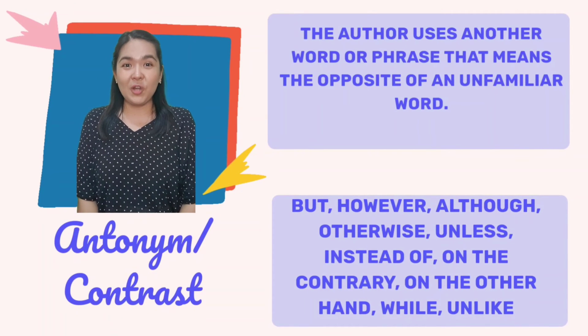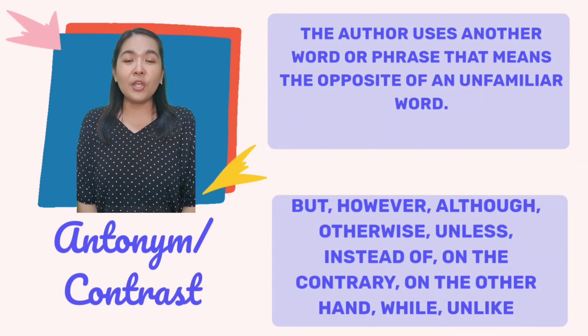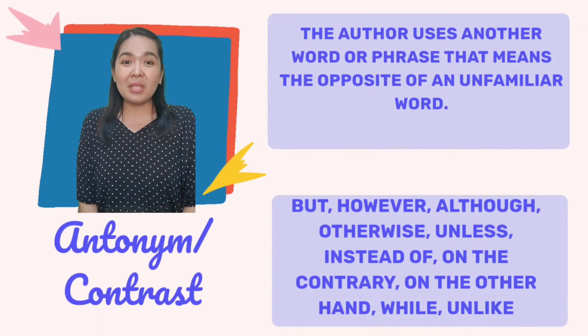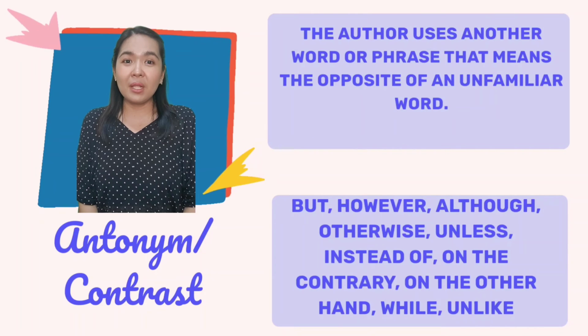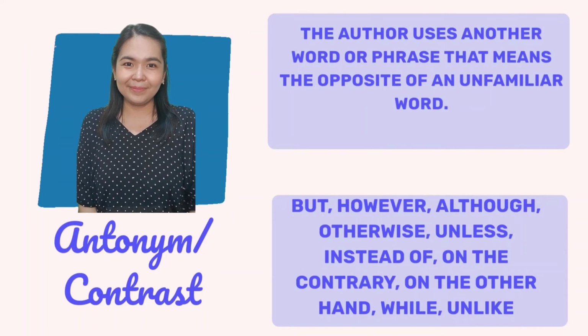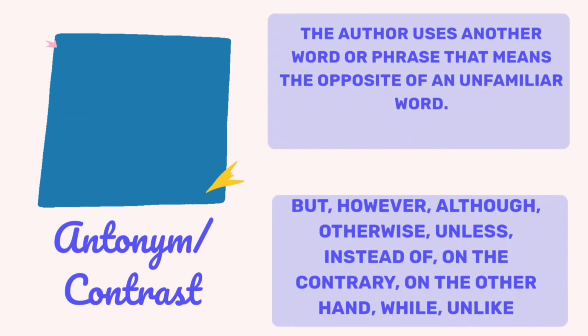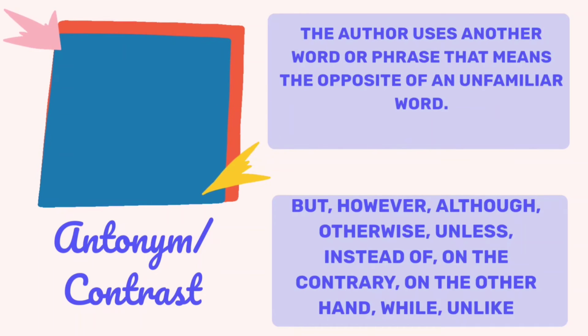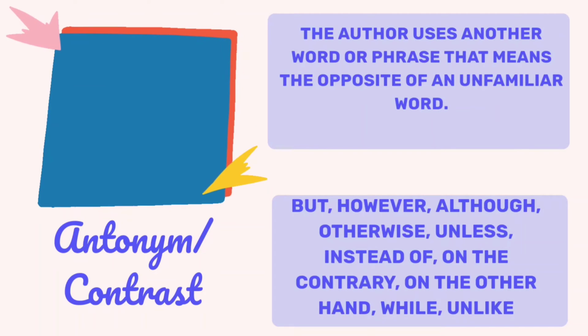Antonym or contrast. The author uses another word or phrase that means the opposite of an unfamiliar word. The signal words are but, however, although, otherwise, unless, instead of, on the contrary, on the other hand, while, and unlike.